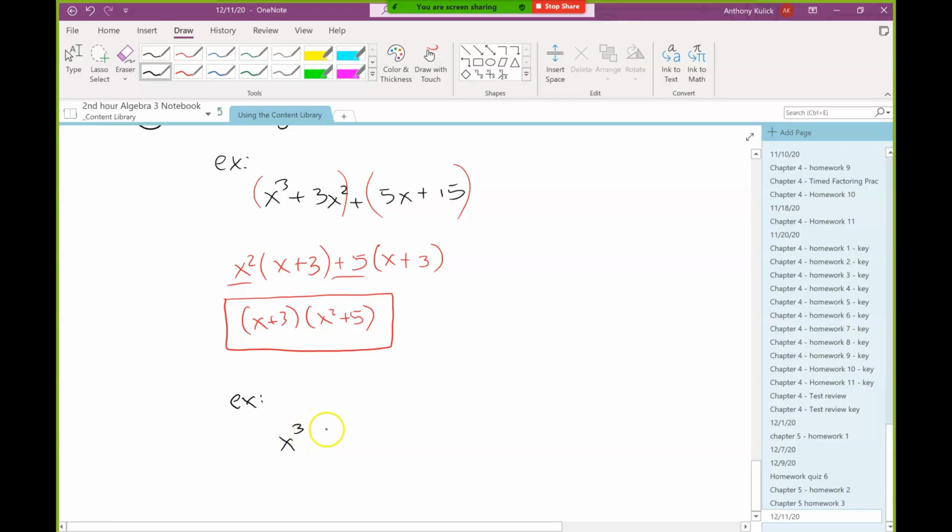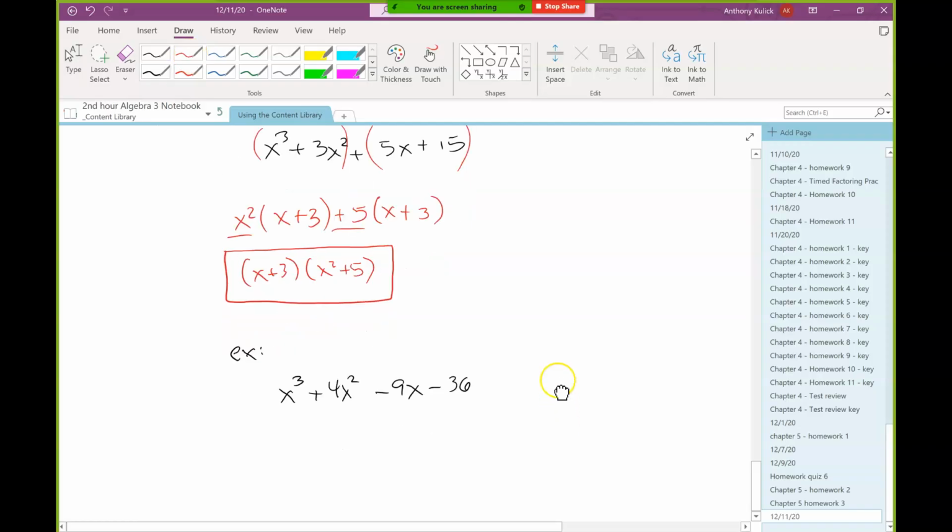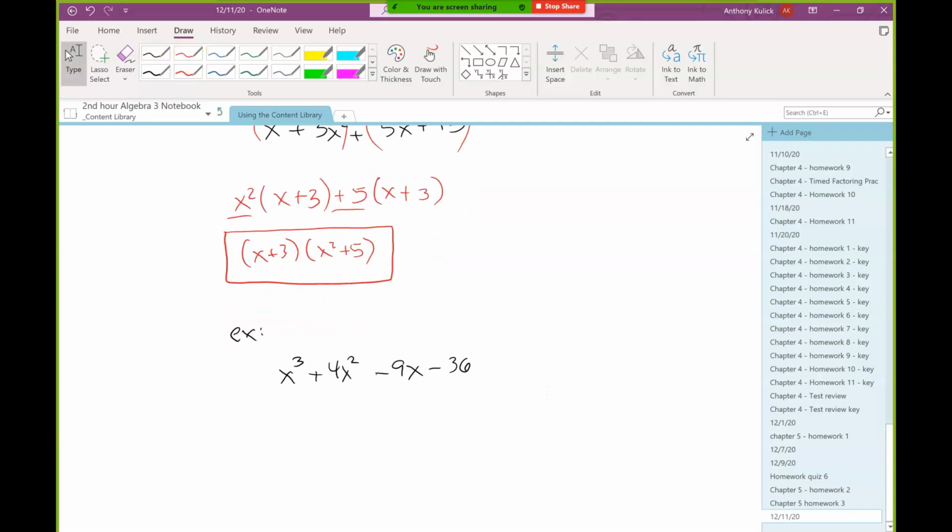So let's say we have x cubed plus 4x squared minus 9x minus 36. So just like we've done, we're going to make 2 groups. But remember, when we make our 2 groups, we need to have a plus sign in the middle. So I'm just going to turn that into plus and negative, so the negative sign goes inside the second group. In the first group, my greatest common factor is x squared. My second group, the greatest common factor is negative 9.